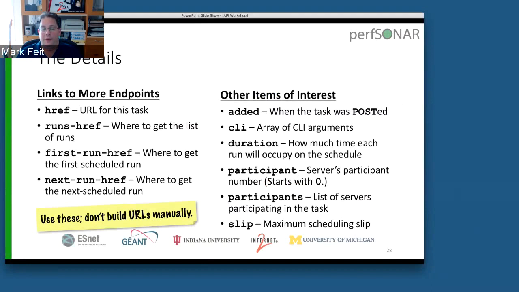There are some additional things in the details that come back. Things like added shows you when the post was added. You'll get CLI, which is a list of the command line arguments that would be equivalent to what you submitted. You get duration, how long each run is going to occupy on the schedule, some information about the participants, some additional scheduling information like how much slip is allowed. There's a handful of other things in here. I didn't want to clutter the slide up too much. But by all means, when you start to play with this, feel free to take a look and see what's in there because there are a few useful things.